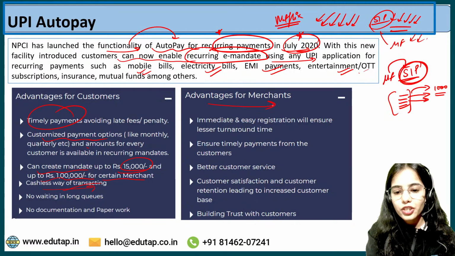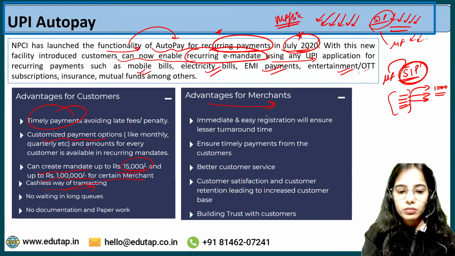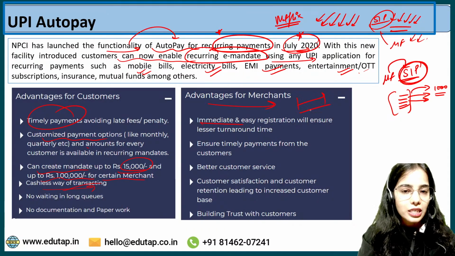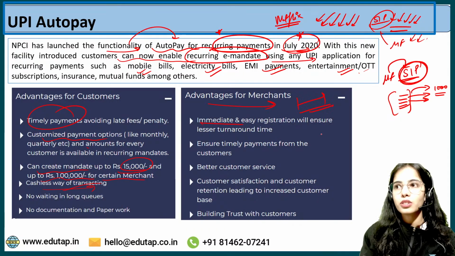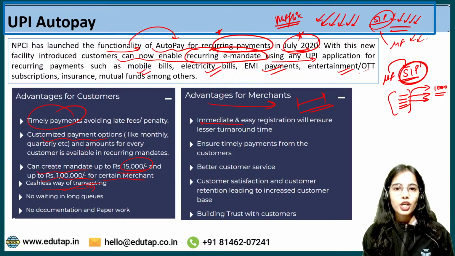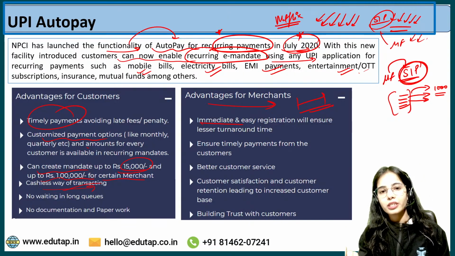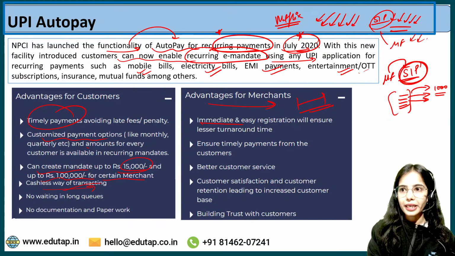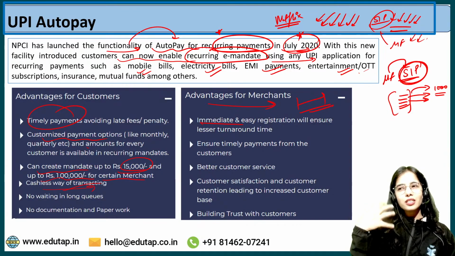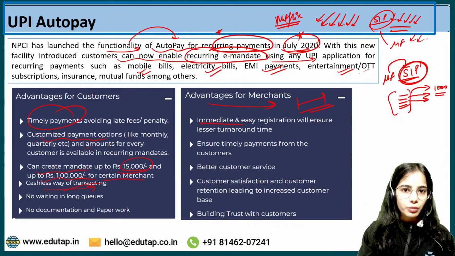So it is advantageous for the merchants also, because the immediate transfers happen as soon as the date comes, because people tend to forget. So let's say some month we are doing the payment on the right time, and some month we are forgetting and we are doing the delayed payment. So it is a problem for us also, it is a problem for the merchant also.